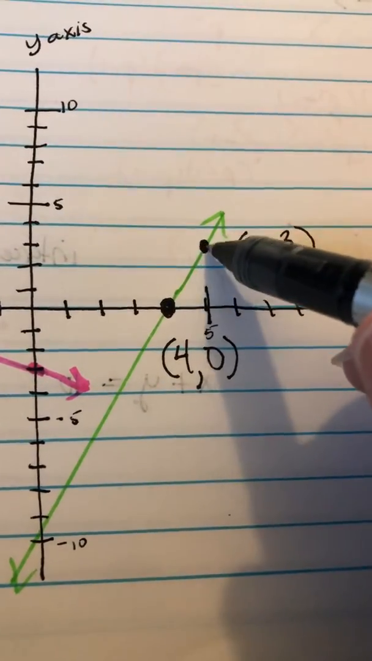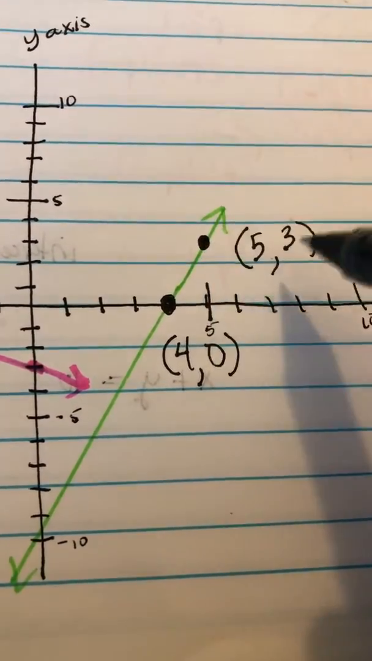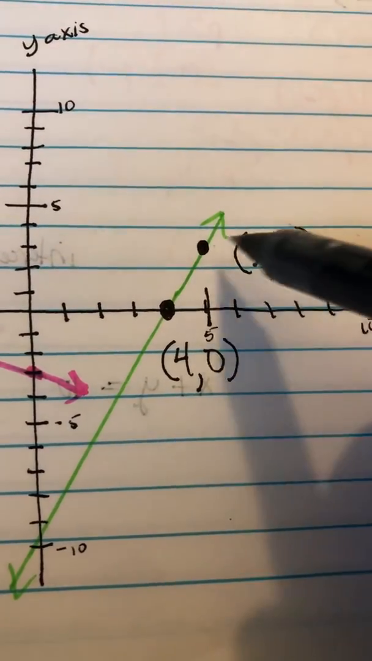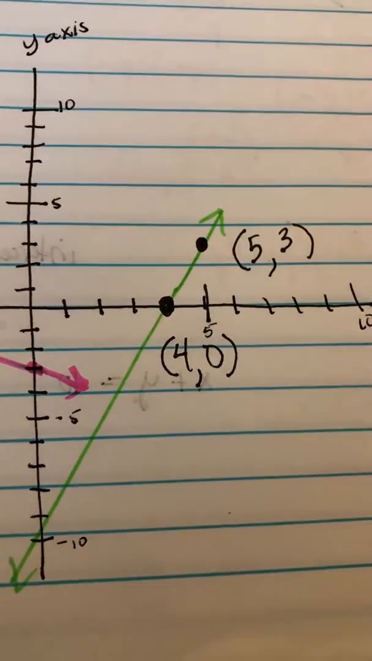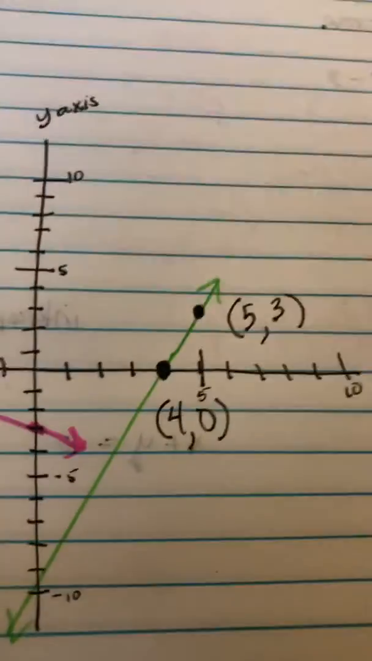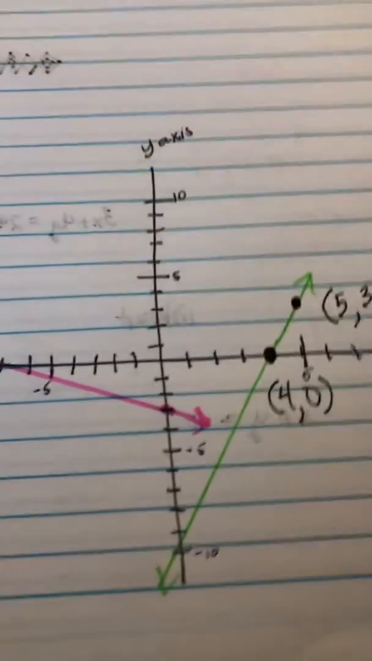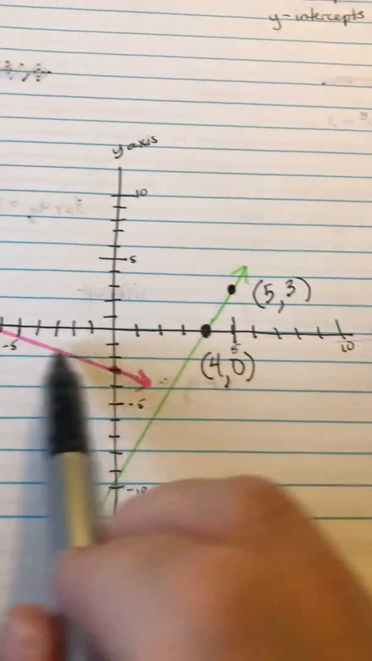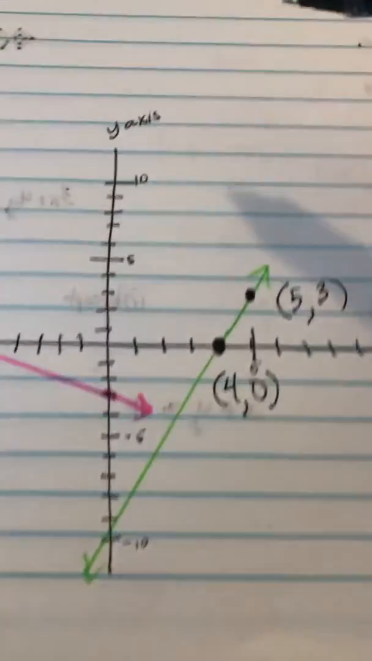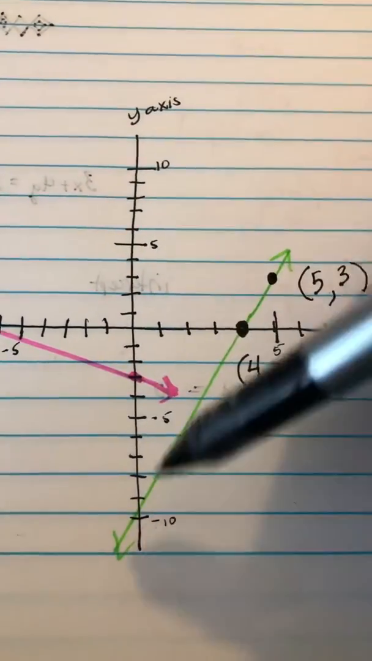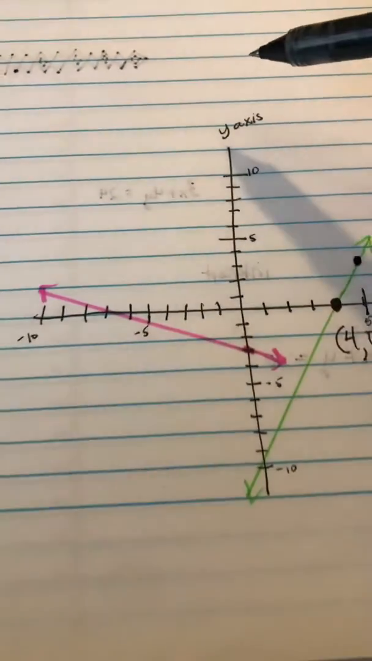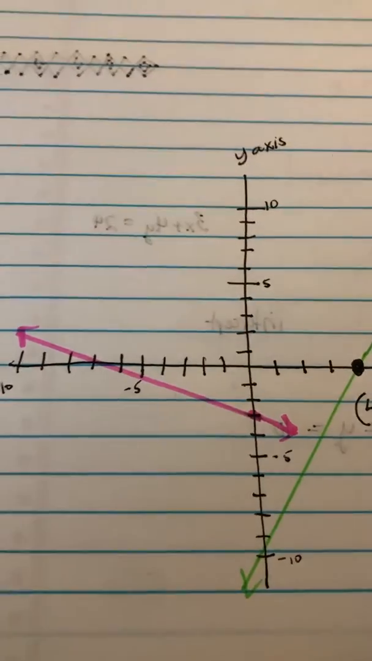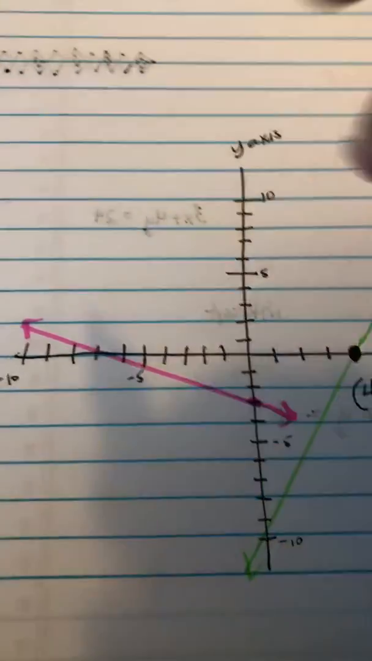So the address for this spot is 5, 3: 5 on the x, 3 on the y, and that tells you the location of this dot. Now, whenever a line crosses an axis, so we know our x-axis is always the horizontal line and the y-axis is always the vertical line, the location where the line crosses these axes is a specific address. It's called the intercept.